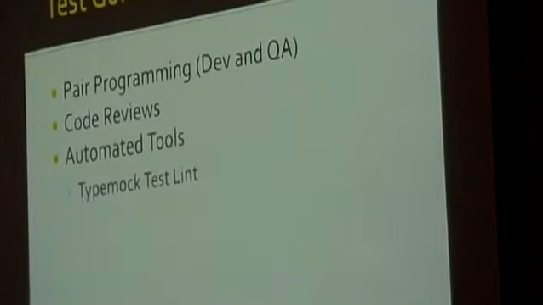There's also automated tools, a new one from TypeMock. This one's free, it's called TestLint. It's great, it's another Visual Studio add-in. It looks at your tests as you're writing them. It says, maybe you shouldn't have that conditional logic there in your test. Let me make a suggestion on a better way to do that.